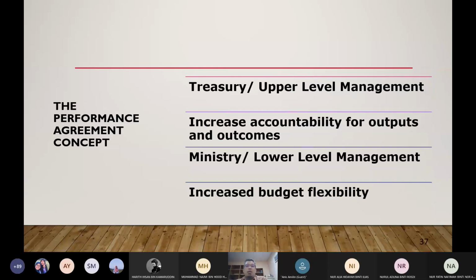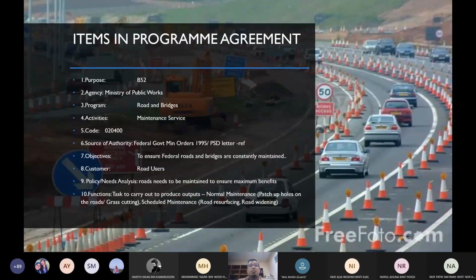The performance agreement concept has the treasury as an upper level, increasing accountability for output and outcomes. I think that's basically because of the elements of the program agreement, and definitely it is part of MBS as well, along with increased budget flexibility. These are examples. I think the textbook also provides them. So here are the items in the program agreement, just like contracts.